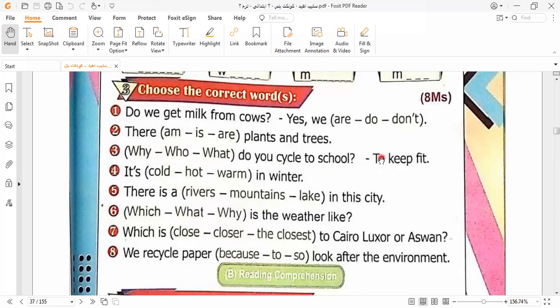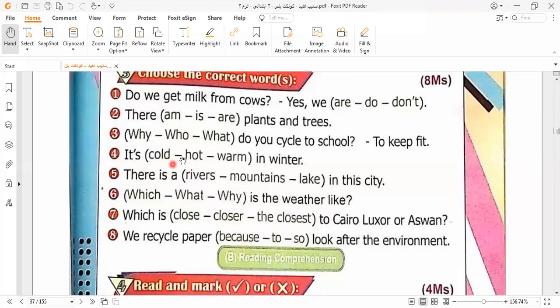Do we cycle to school to keep fit? So when we answer with to, we answer by reason. When we ask to give you the reason, we ask with what? We ask with why. Who to ask about subject person, and what to ask about something. Why to ask about the reason. So I will select reason. Why do you cycle to school? To keep fit. Let's go to another question.